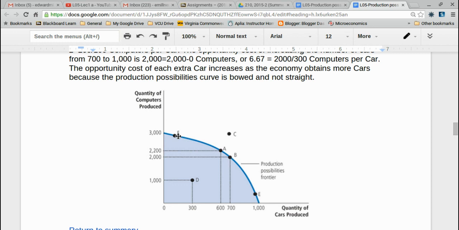But as we move more and more resources away from computers to cars, we start using resources that are less and less well suited to make cars and are better and better at making computers, which means we get less extra increase in cars as we shift resources, and we suffer more decreases in computers as we shift resources. Therefore, the curve gets steeper and steeper, and the opportunity cost of an additional car gets higher and higher.